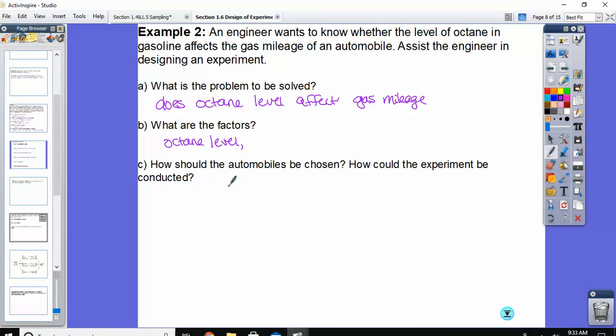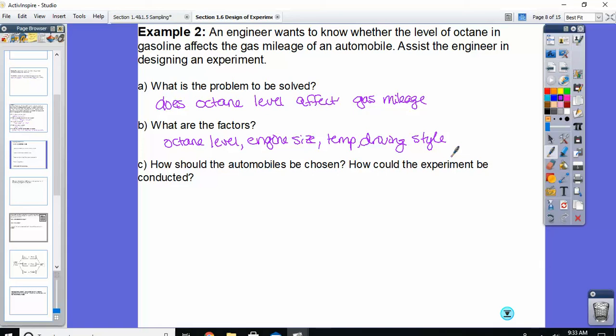because we know there's more than just that that goes into the gas mileage. You're also going to have to consider engine size, driving style, road conditions, temperature. All of these things can impact the gas mileage. So you'll have to control as many of them as you can. Otherwise, you'll have some confounding in your results. You won't know what's caused by the octane level and what's caused by a difference in driving style.